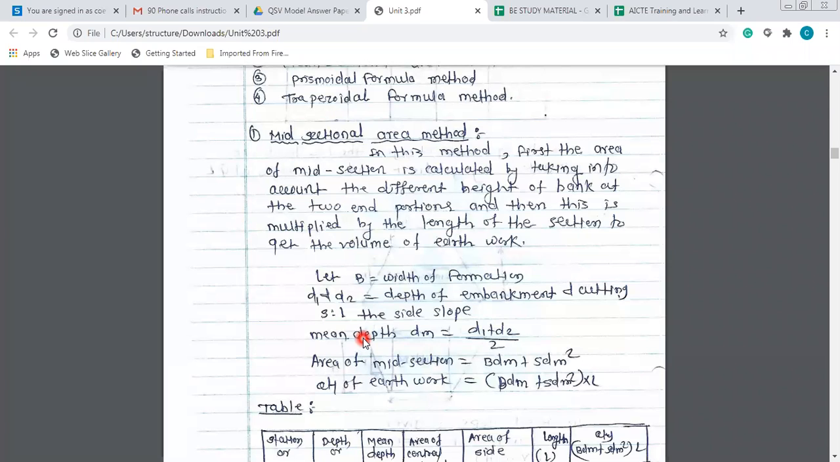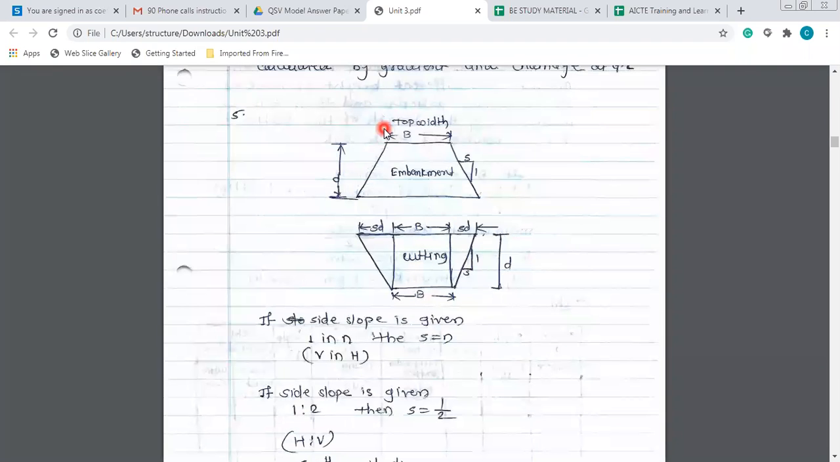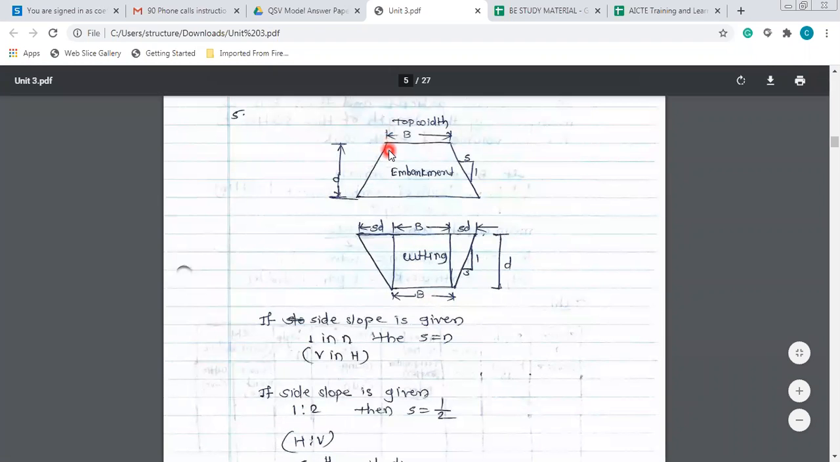Let B be the width of formation and D1, D2 be the depths of embankment and cutting. Let s to 1 be the side slope, it may be any value. Then for the mid-sectional area, we are going to calculate the mean depth, as we consider different heights at the two end portions of the road cross section. Suppose this is your road cross section. Just take the example. This depth is one part, this is one end portion, and this is your second end portion. So we are considering the two end portions.